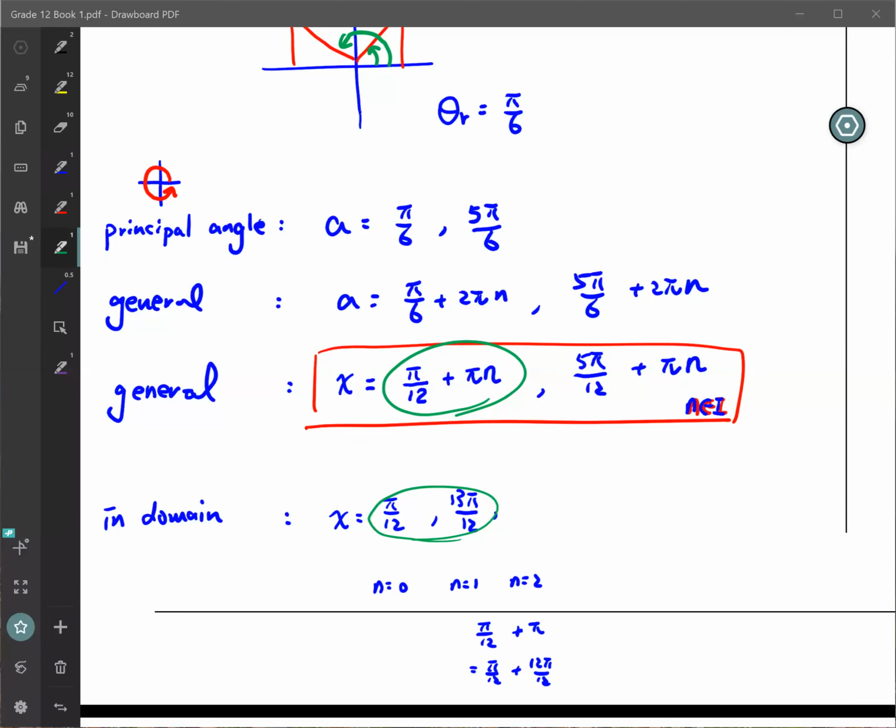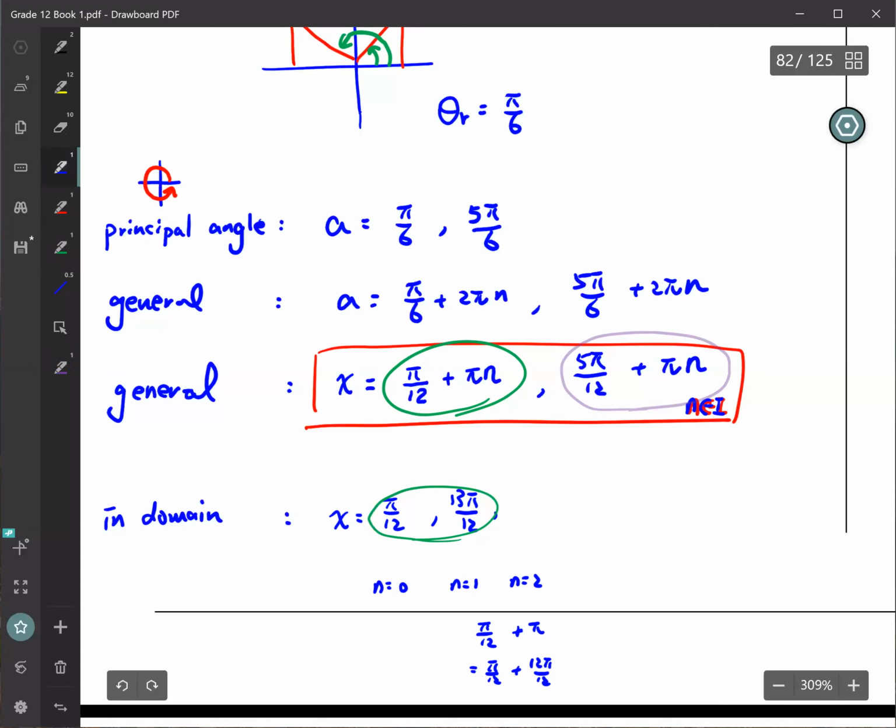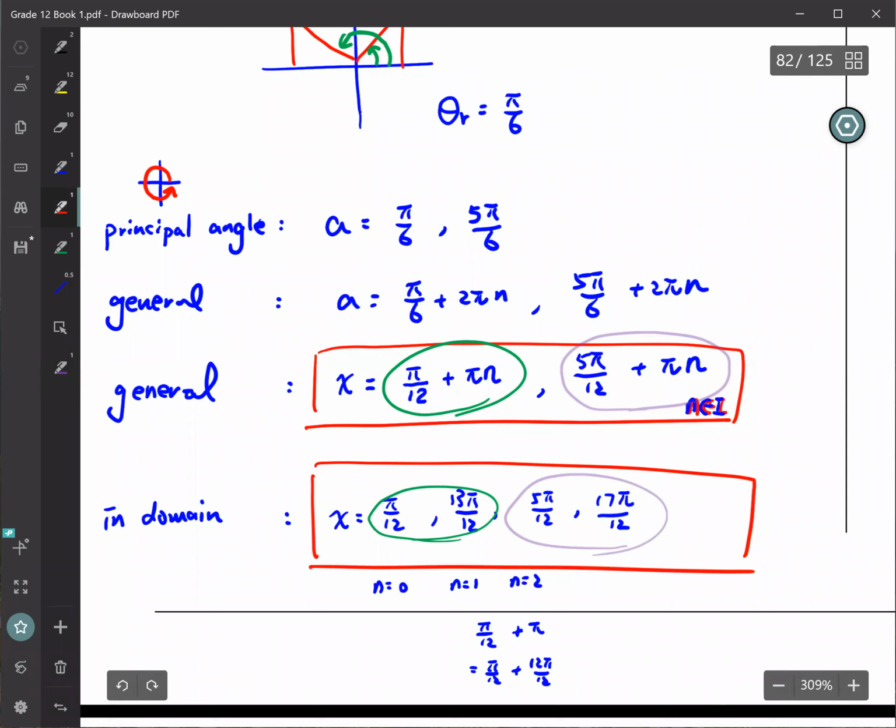Now we move on to the next part, the purple one. Same thing, we start with n equal to 0, and that gives our first answer that fits. Then you add another pi, which means you add 12 to the top. So 17 pi over 12. And then I cannot add any more, because if I add one more pi, it will be too big. So that will be coming from the second one. So in total, at the end, you have 4 answers. Any questions?